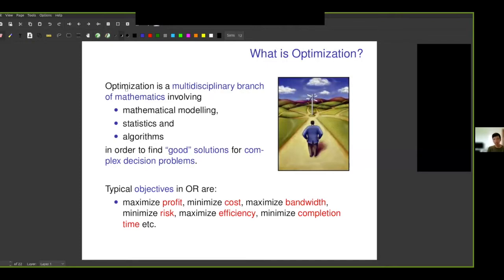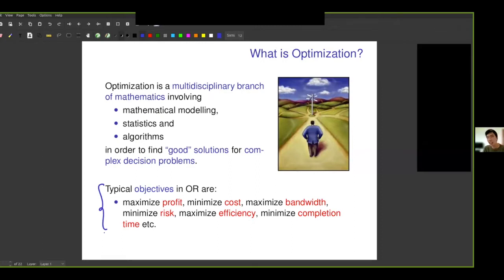Now, since I say that we want to identify a good solution to a complex decision-making problem, we also need a criterion to measure the goodness of the solution. What is going to be counted as good, and what is going to be counted as bad? That is why, in the last portion of the slide, I list some of the common objectives that people want to achieve when they talk about decision-making problems.